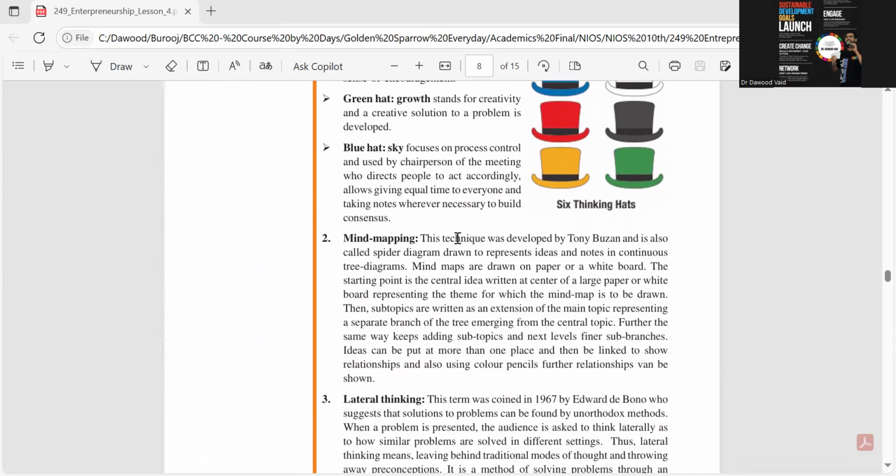There's another technique by Tony Buzan. There's another great master in mind mapping. So Tony Buzan has created something called a mind map, which is also called a spider diagram. So for example, you basically have a big central idea, and you write the central idea in the middle of it. Let's say traffic problem. And then you say, what can I do?